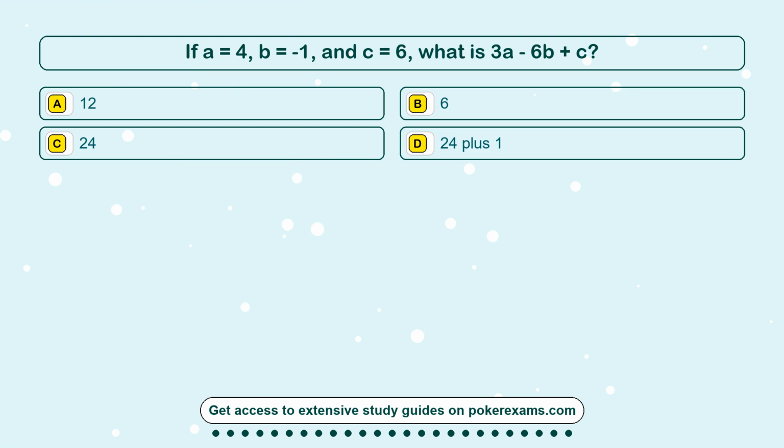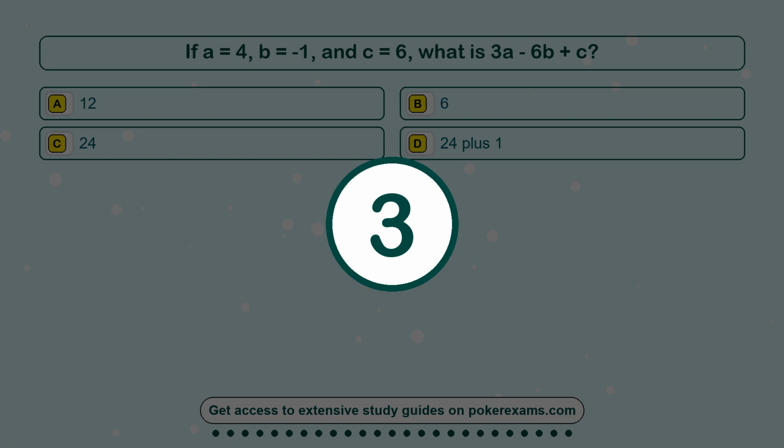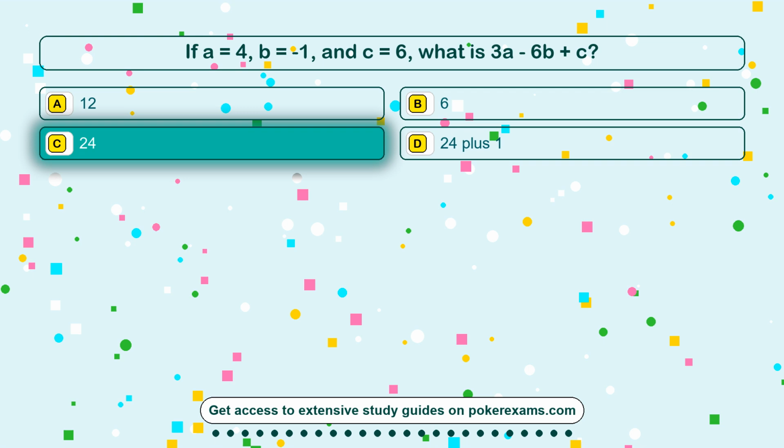Question 8. If A equals 4, B equals minus 1, and C equals 6, what is 3A minus 6B plus C? Option A 12. Option B 6. Option C 24. Option D 24 plus 1. The correct answer is option C, 24.